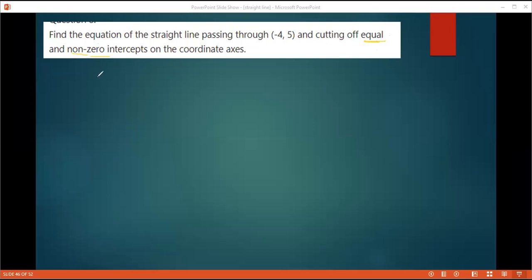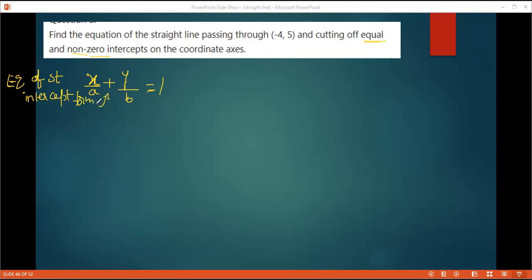We know the intercept form of a line. What is the equation for the intercept form of a line? That is x by a plus y by b is equal to 1. This is the equation of a straight line in intercept form.